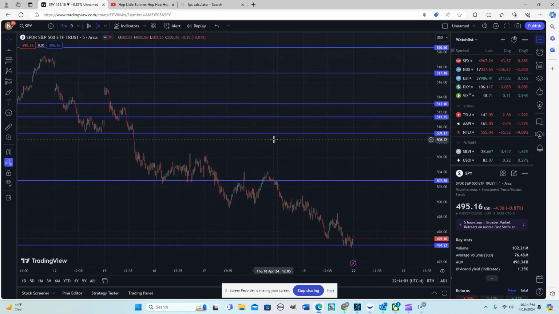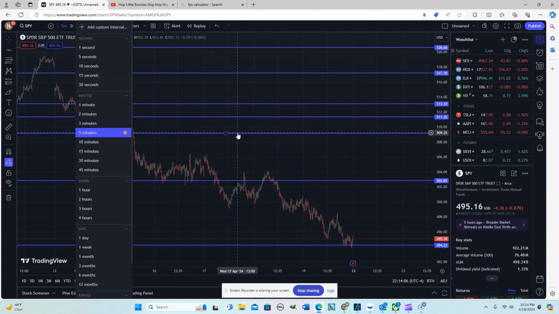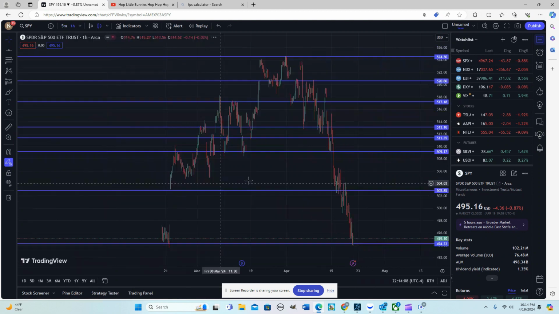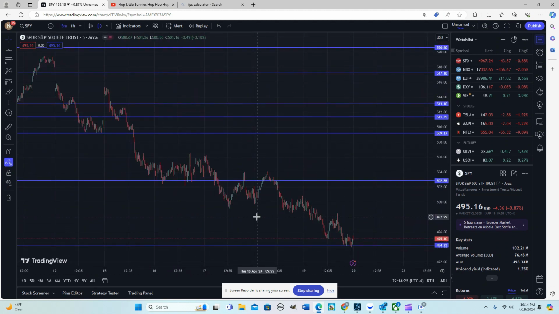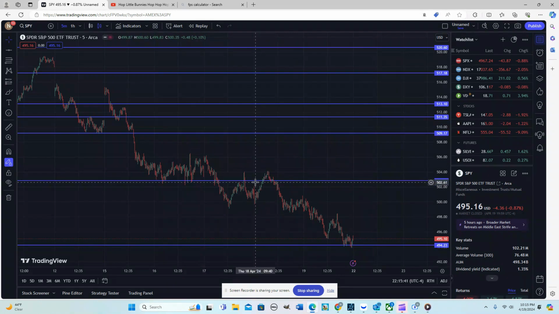So from what I have learned, I will typically go to the daily or the hourly. I did chart this on the hourly, so if you go to the hourly here, you can see areas of major resistance and major support. Like here, for example. And if you take a look at today's chart, you just go to the 5 minutes, right?